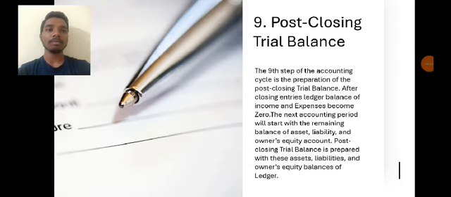Ninth one is post closing trial balance. The ninth step of the accounting cycle is the preparation of the post-closing trial balance. After closing entries, the ledger balance of income and expenses becomes zero. The next accounting period will start with the remaining balance of asset, liability and owner's equity accounts. Post-closing trial balance is prepared with these balances of assets, liabilities and owner's equity in the ledger.